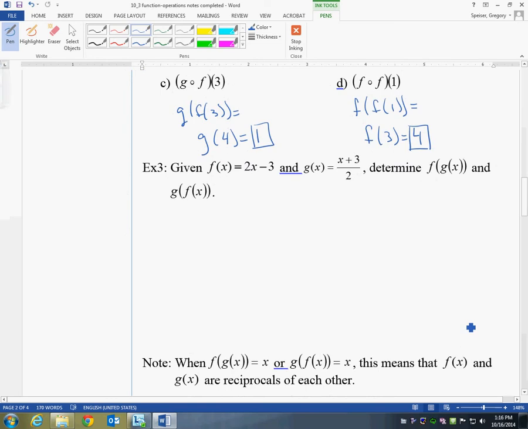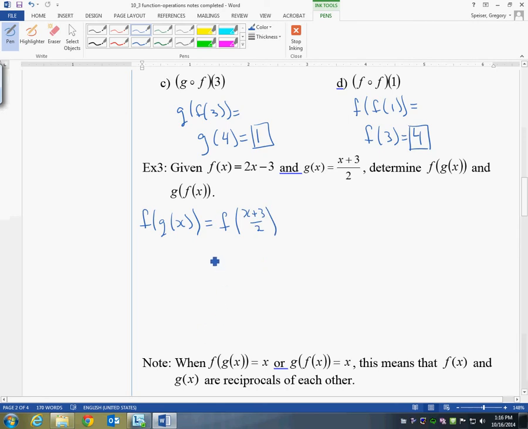Given that f of x is equal to 2x minus 3 and g of x is (x plus 3) over 2, determine f of g of x and g of f of x. So we're really going to be doing two questions here. Let's consider f of g of x. The definition of g of x is x plus 3 over 2, so this is equal to f of, instead of g of x, I'll write (x plus 3) over 2.